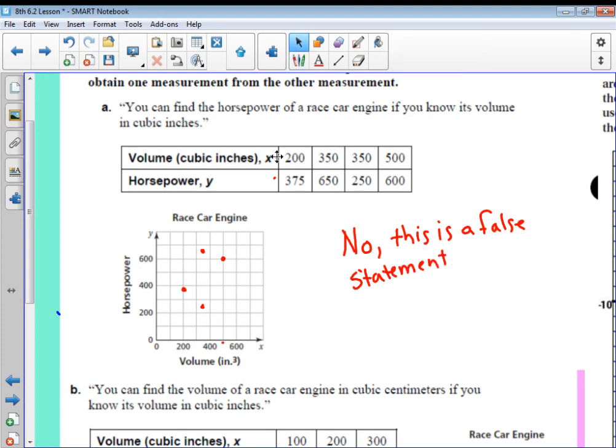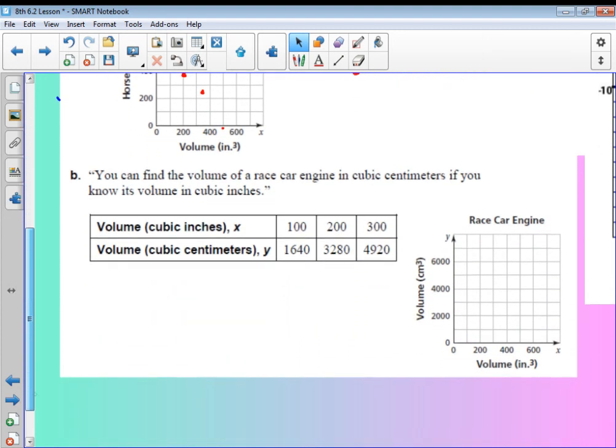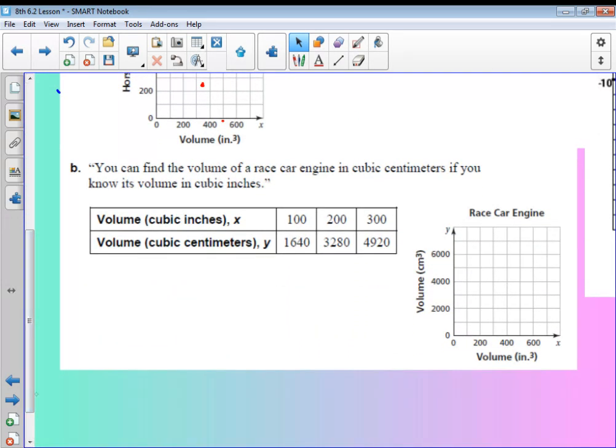Okay, so let's go ahead and look at the second scenario. Our second scenario says you can find the volume of a race car engine in cubic centimeters if you know its volume in cubic inches. So we're going to go ahead and graph all of this information.